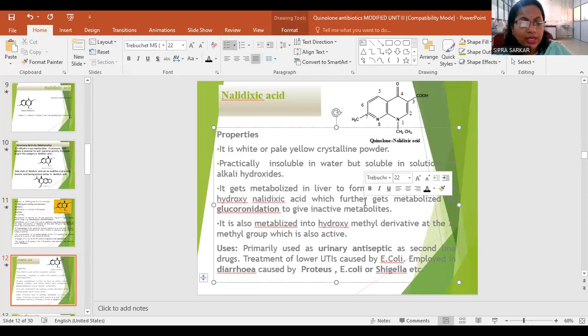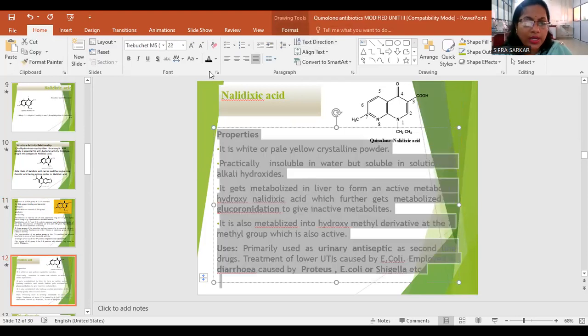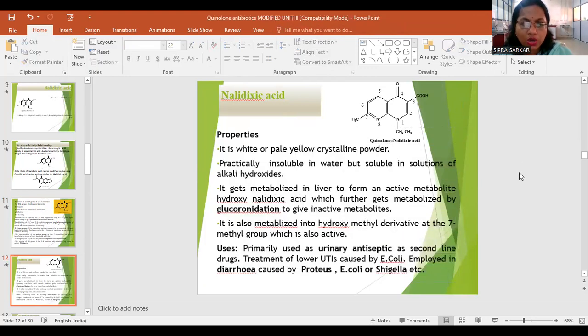Nalidixic acid, again we are highlighting its properties. It is a white or pale yellow crystalline powder, practically insoluble in water, but soluble in hydroxide solution. It gets metabolized in the liver to form an active metabolite, hydroxynalidixic acid, which further gets metabolized by glucuronidation to give inactive metabolites. Whenever a drug goes into the body, it undergoes glucuronide modification.